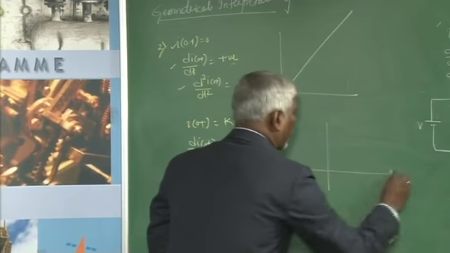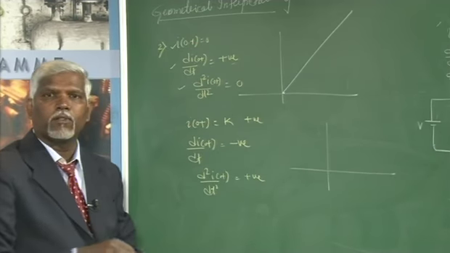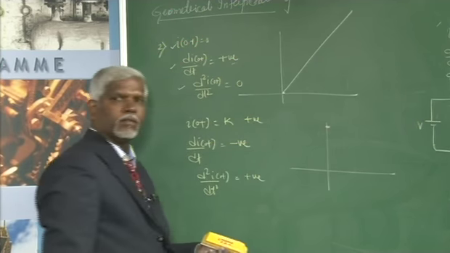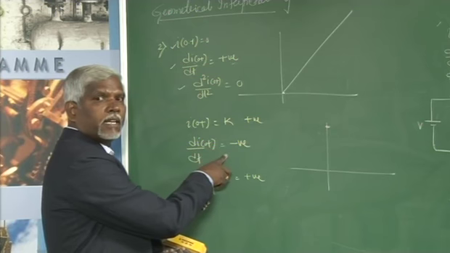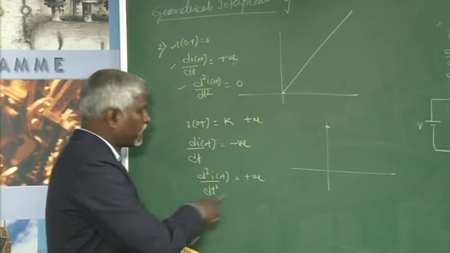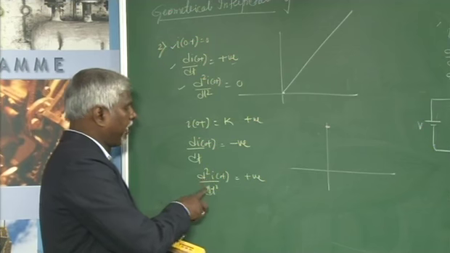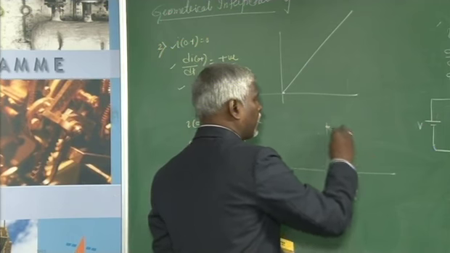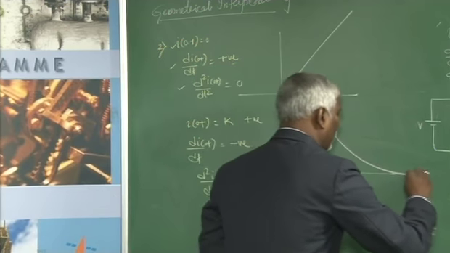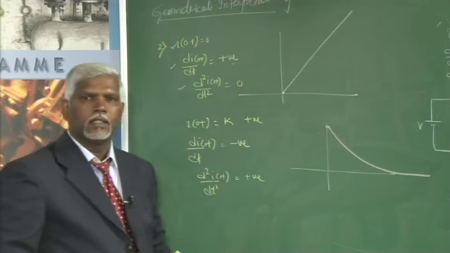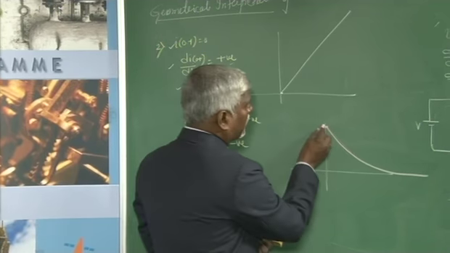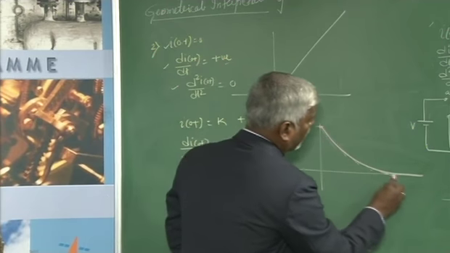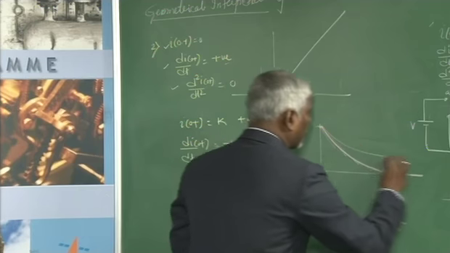If I plot the waveform for current, it starts at a positive value, the initial slope is negative, and gradually the rate of change of slope, d by dt of di by dt, is positive. This indicates that initially it is negative and gradually it is coming towards 0, which indicates a curve like this. It has a starting point k positive, a negative slope, and gradually the slope keeps changing. It can be like this or it can be another curve like this.